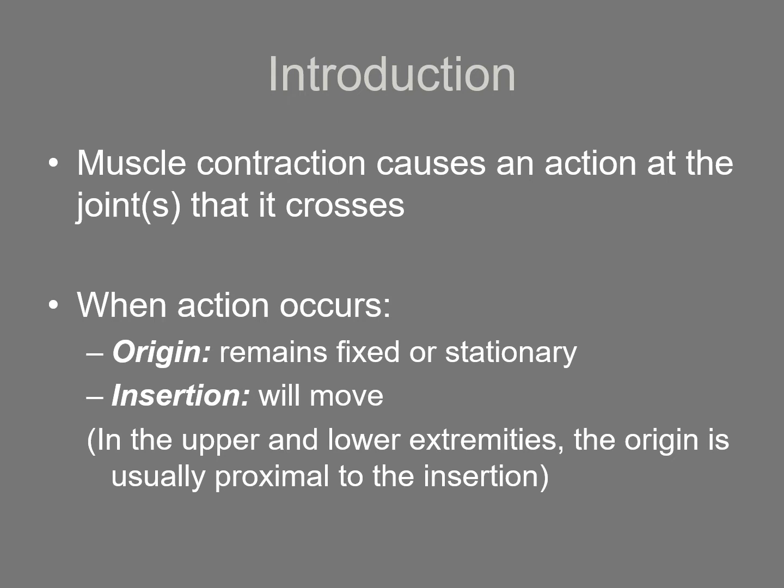Now, when you're talking about the arms and the legs, so the extremities, the origin is usually going to be proximal to the insertion. You will need to be familiar with the points of origin, points of insertion, and the type of movement for the various muscles. I recommend that instead of getting overwhelmed and learning everything at once, learn where the muscles are first. So learn the names of the muscles and their location. Everything else kind of flows into place.